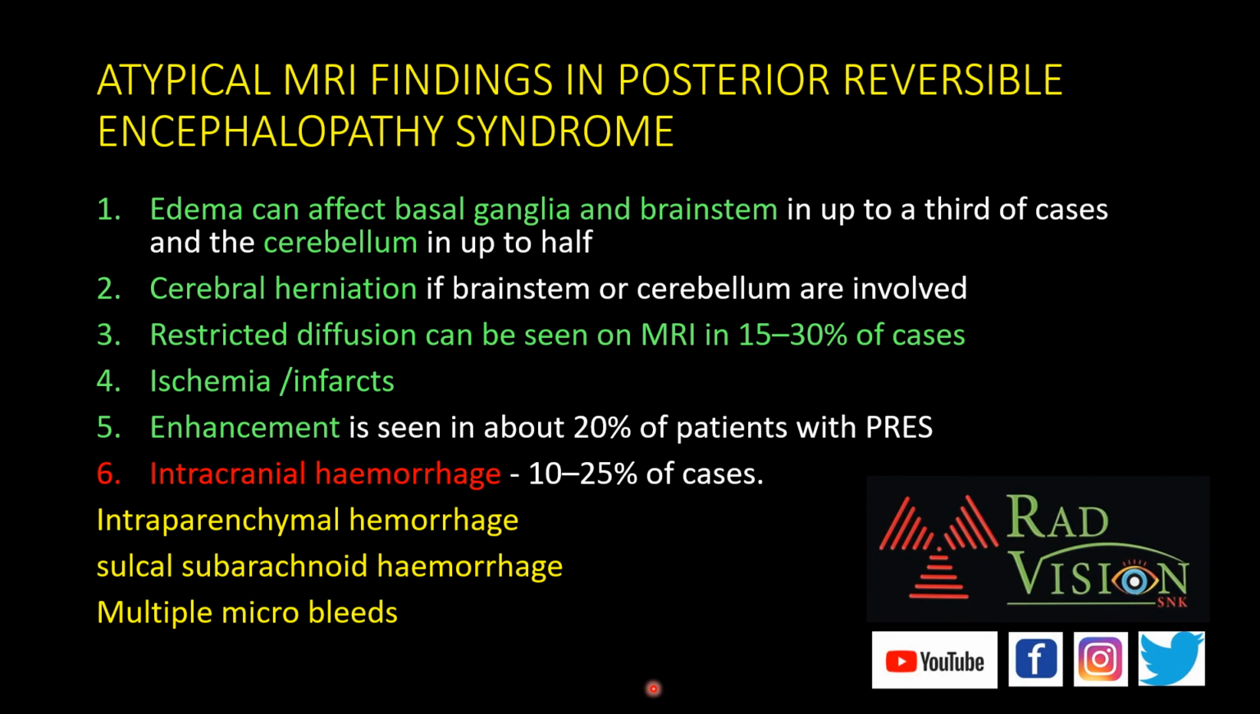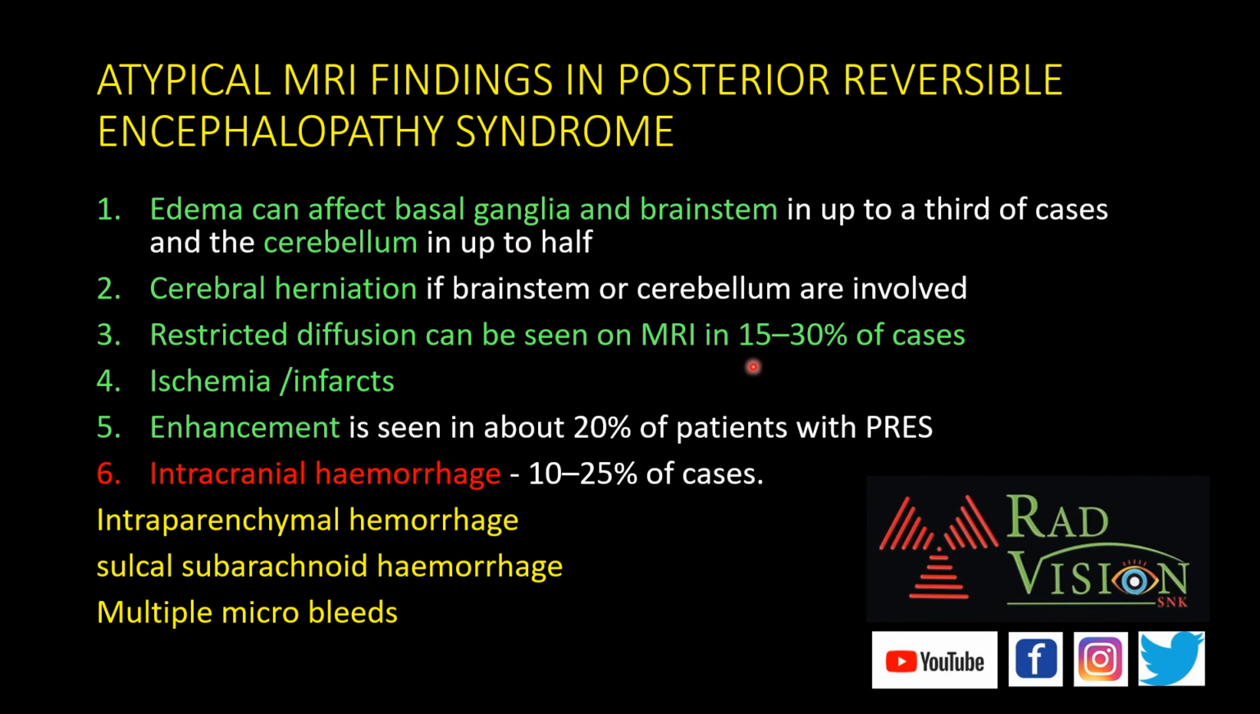So what are the atypical MRI findings in PRES? Edema can also sometimes affect the basal ganglia, brainstem and cerebellum. Cerebral herniation may also be seen if the brainstem or cerebellum are involved. If the basal ganglia, brainstem and cerebellum are not involved, encephalitis was less likely.